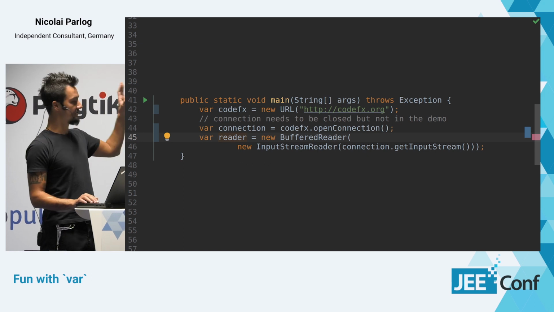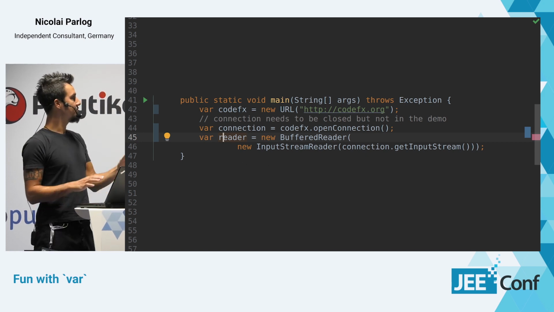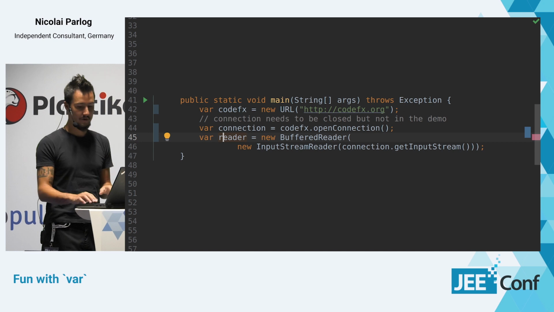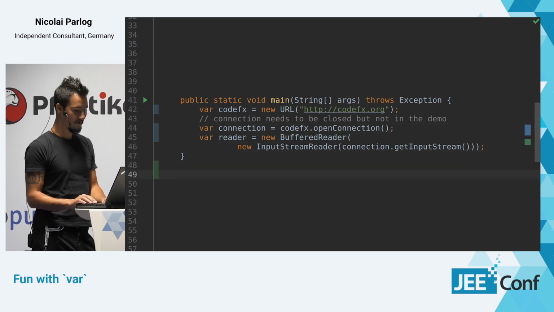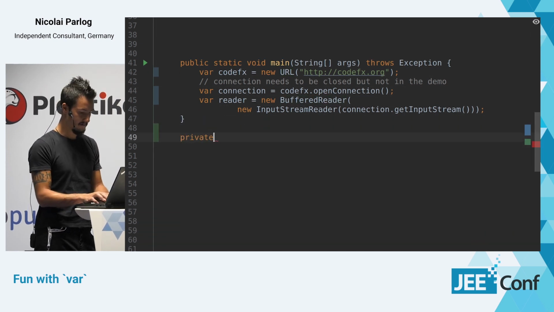Okay, so that's really just the very basics. Now let's play around with this a little bit. Let's see where we can use it and how we can use it. So this is obviously one use case. You can use it for local variables. Let's immediately go where you cannot use it. So let's say we have a method.